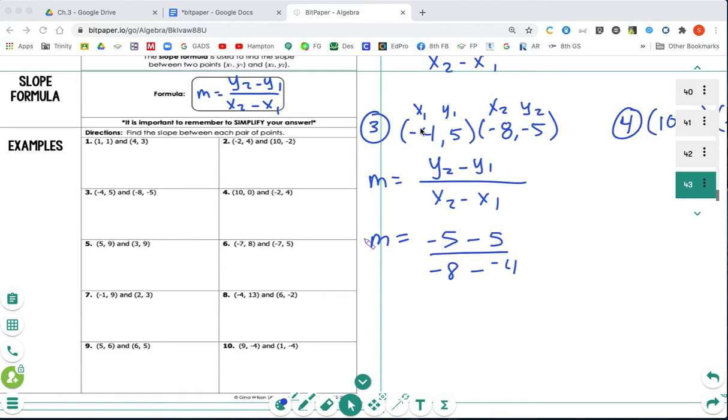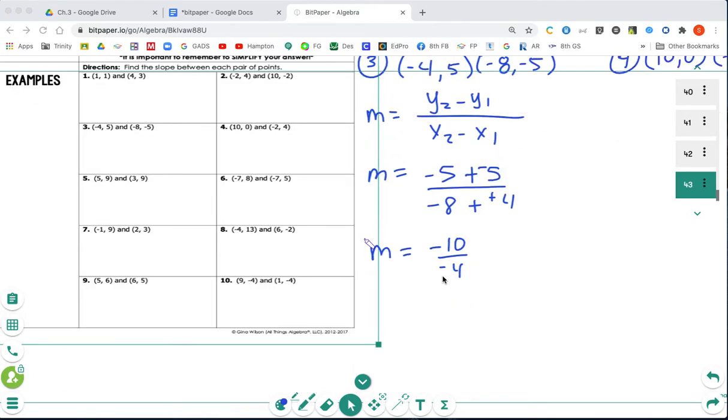Now we're going to do add a line, change the sign to the guy behind, or keep, change, change, whichever you use. So keep the first one, change to an addition, and change the sign on the second one. Keep the first one, negative 8, change the sign to addition, and change the sign on the second one. M equals negative 10 over negative 4. M equals a negative divided by a negative, hate to hate, is going to be a positive 5 over 2.